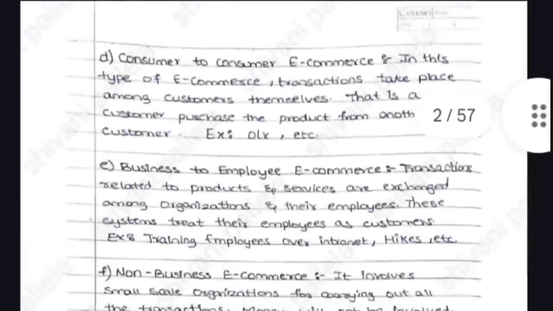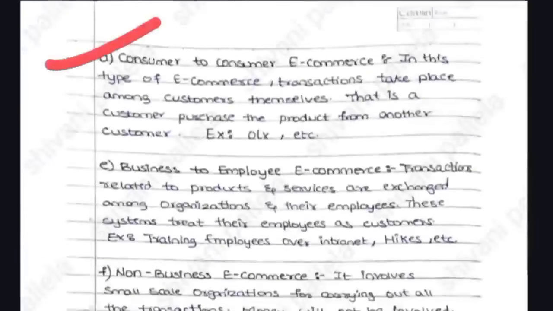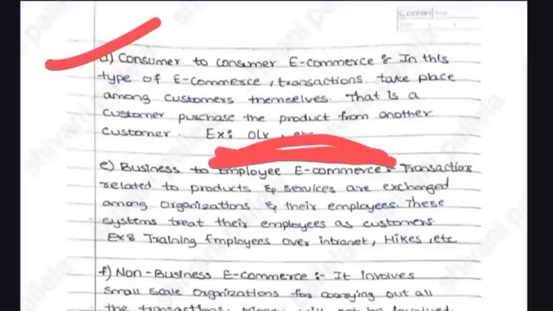And the fourth type is consumer to consumer e-commerce, where one consumer takes the place of a seller among other consumers. For example, OLX, etc. It means transactions between one consumer and another consumer.